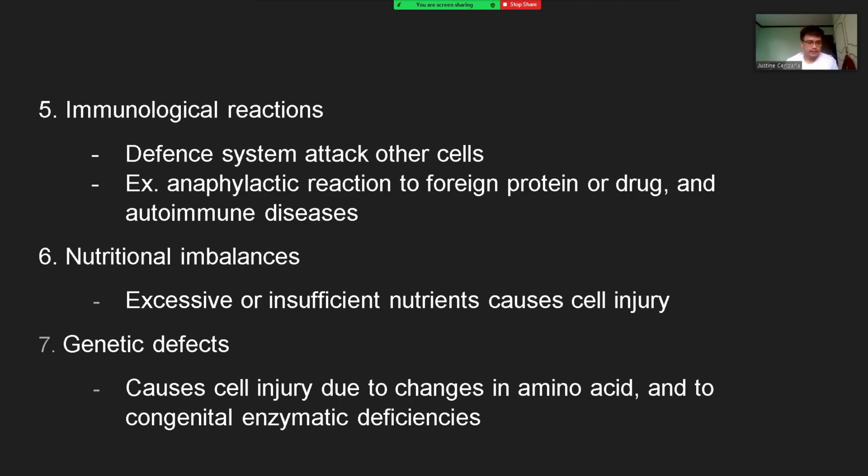Nutritional imbalances cause cell injury, as cells cannot properly function when there is an excess or insufficient amount of nutrients. Genetic defects cause cell injury due to changes in amino acids and congenital enzymatic deficiencies. Alteration of a single amino acid can cause disease like sickle cell anemia, while congenital enzymatic deficiencies due to alteration at the DNA level cause errors of metabolism.